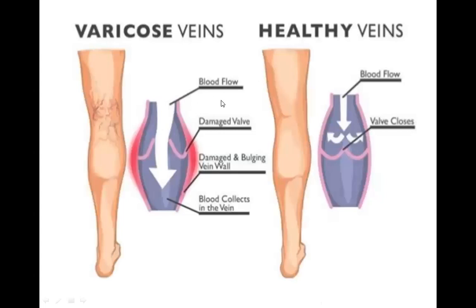So in this diagram, you can see this is a healthy vein. Here the walls are closing. This is the picture of the varicose vein, where here is the damaged wall.